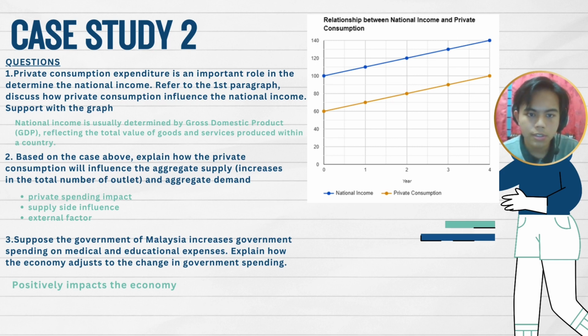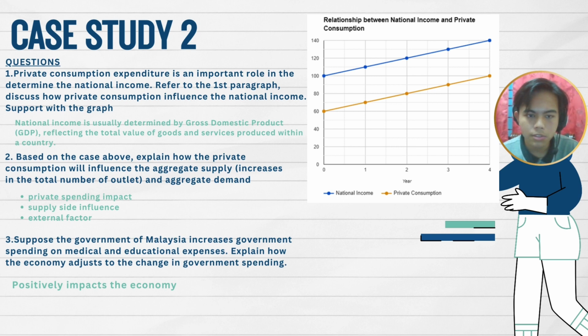First question. Private consumption expenditure has an important role in determining the national income. Refer to the first paragraph. Discuss how private consumption influences the national income. Support with the graph. National income is usually determined by gross domestic product, reflecting the total value of goods and services produced within a country.